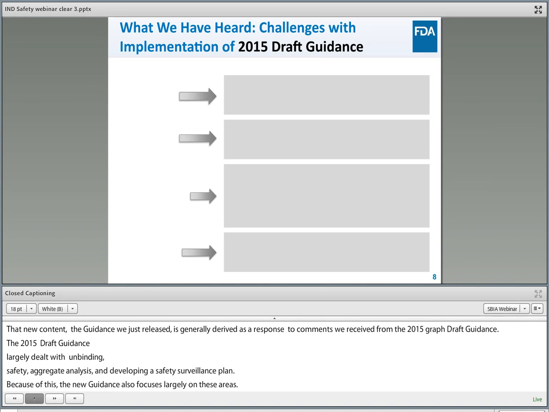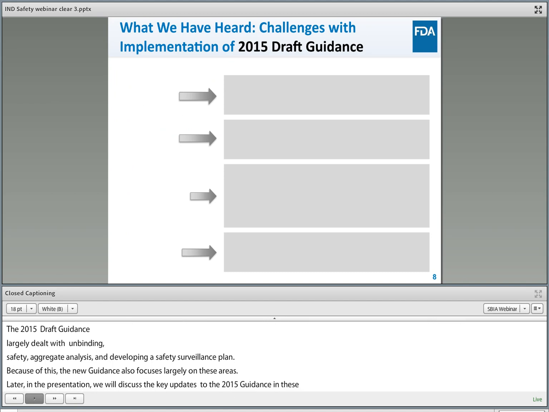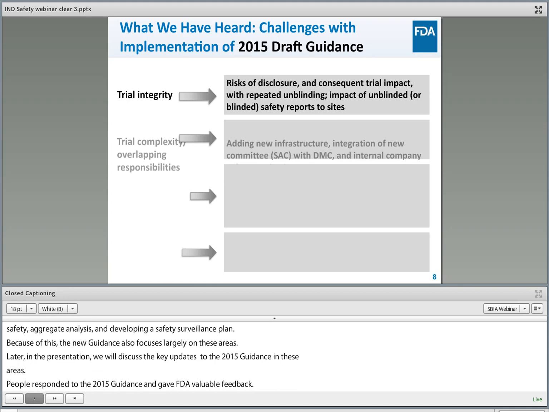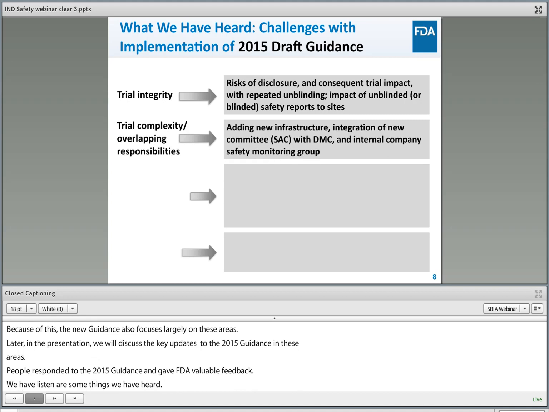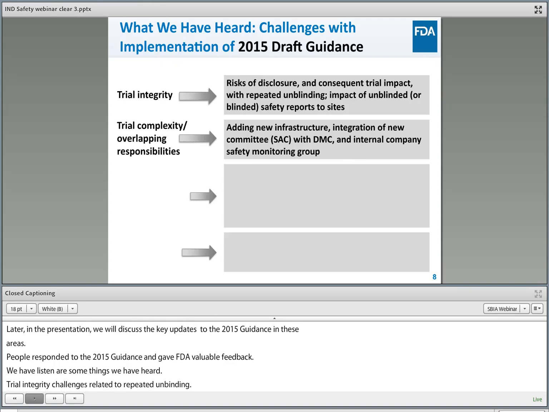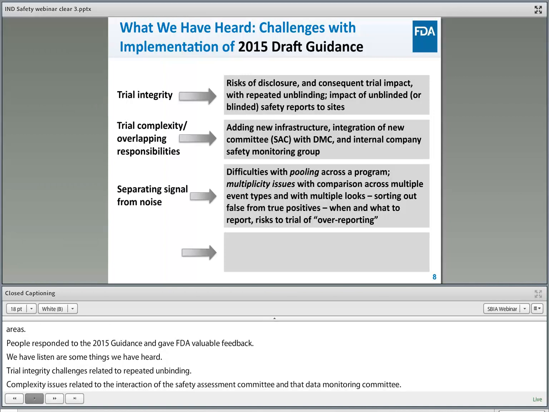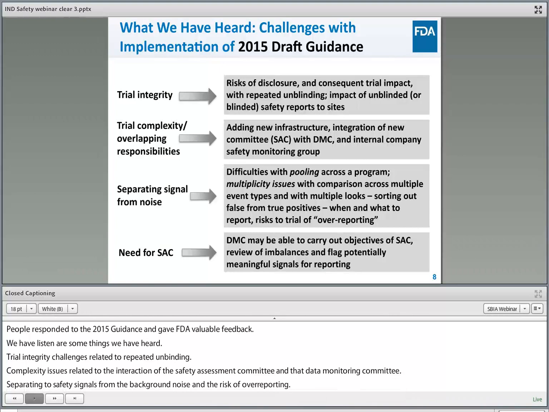Industry responded to the 2015 guidance and gave FDA valuable feedback, and we've listened. Here are some of the things that we've heard. Trial integrity challenges related to repeated unblinding. Trial complexity issues related to the interaction of the Safety Assessment Committee and the Data Monitoring Committee. Separating true safety signals from the background noise and the risk of over-reporting. The ability of the Data Monitoring Committee to function as the Safety Assessment Committee.